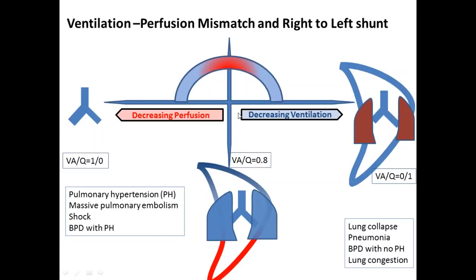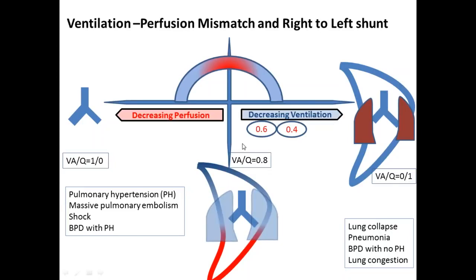Now if the ventilation is decreasing, the ratio between ventilation and perfusion will be gradually decreased, 0.6 to 0.4 to 0.2, and at the end you will have right to left shunt. So the blood comes to the lung and leaves the lung without getting any oxygen. So we have 0 ventilation over 1 perfusion, which is 0. That's incompatible with life. You can't have someone alive with that.